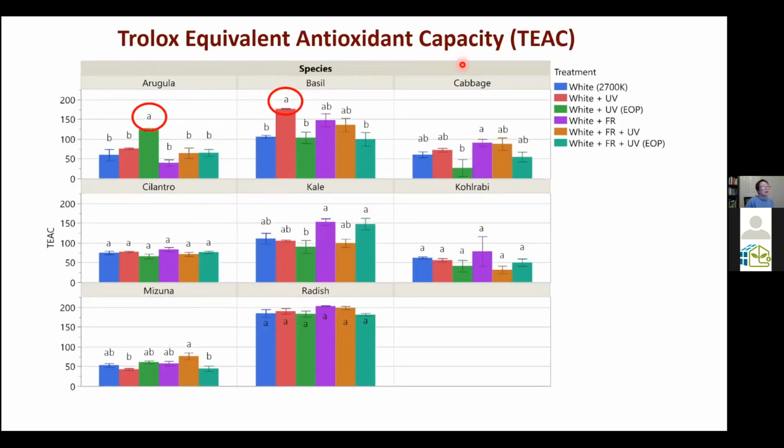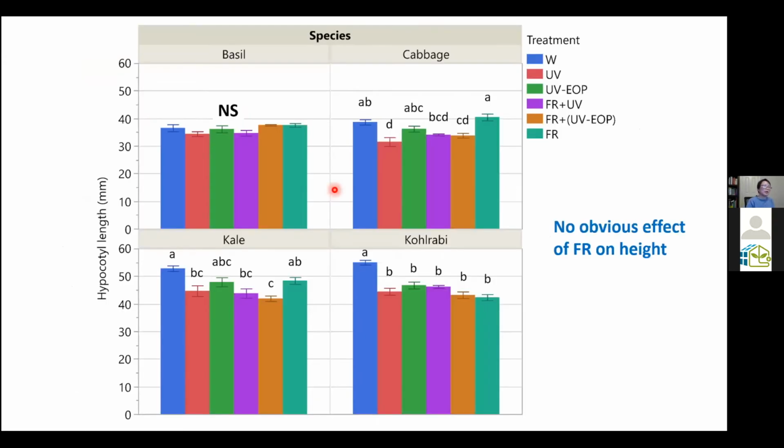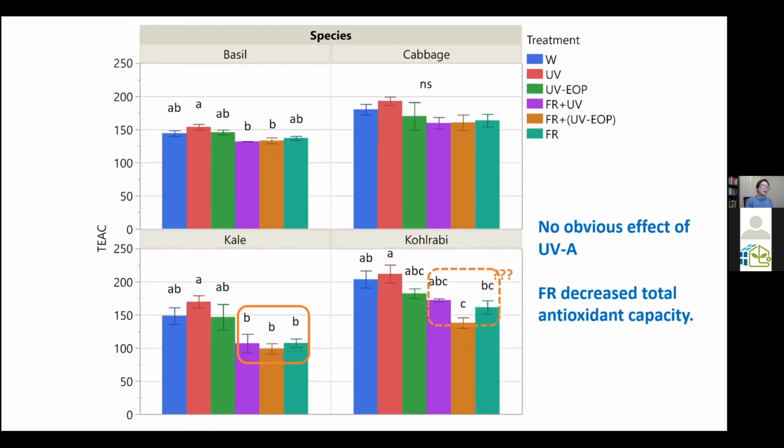And this is total antioxidant capacity, and we saw some significant effect by the UVA in arugula and basil. So we actually repeated the study several times, and like this one, we repeated the four species here, trying to find out if we can find any trend or answer our hypothesis. But unfortunately, we didn't see consistent results. So like here, we didn't see an obvious effect of far red. Far red is supposed to enhance the height or hypocotyl. It didn't.